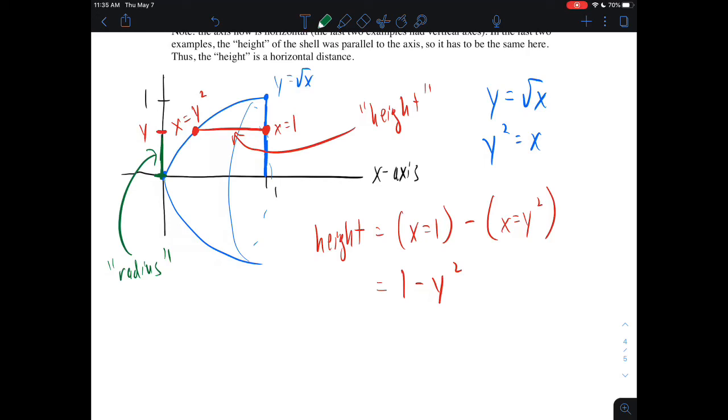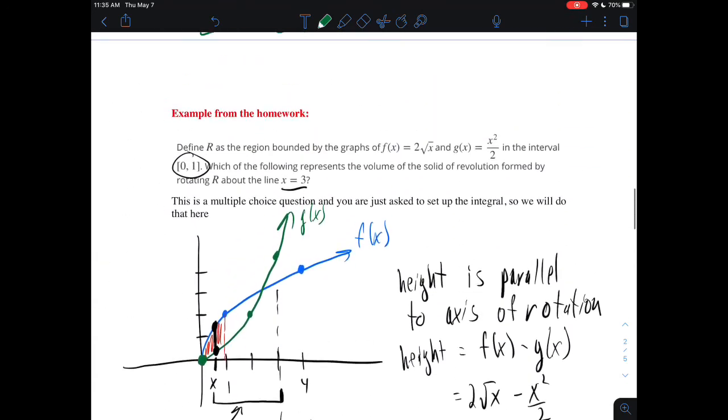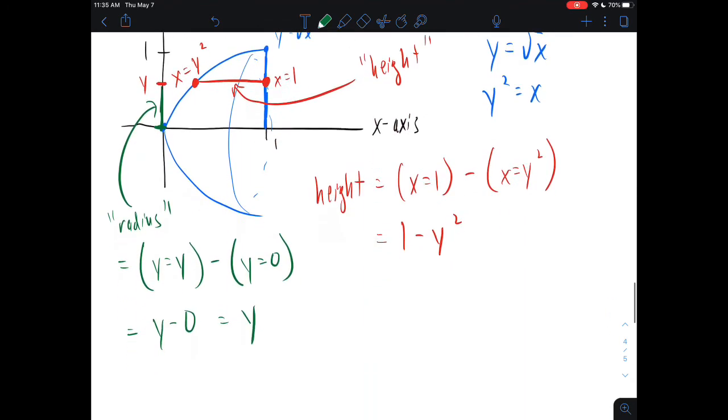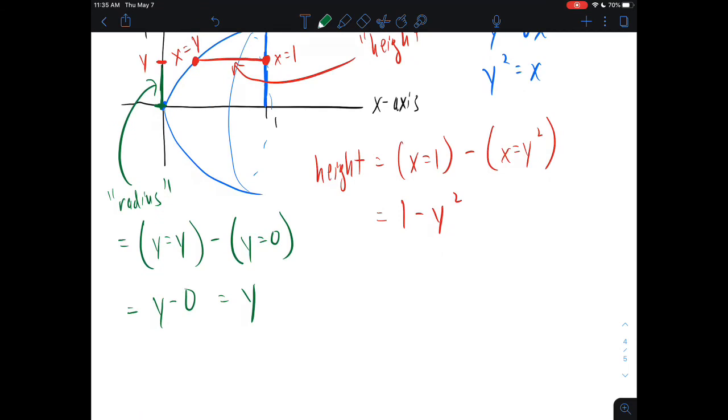So this would be top minus bottom, which is the y value that's just equal to itself minus the y value that relates to the axis of rotation. The x-axis has equation y equals 0. So your radius is just y minus 0, which is y. This is actually exactly analogous to what we did in our first example. It's just that our axis has changed. So now we have our radius, and we also have our height.